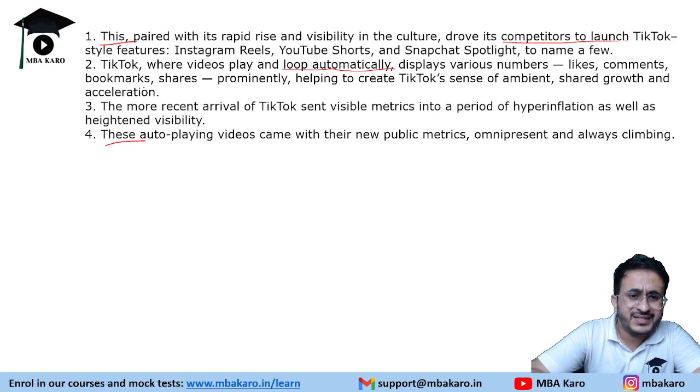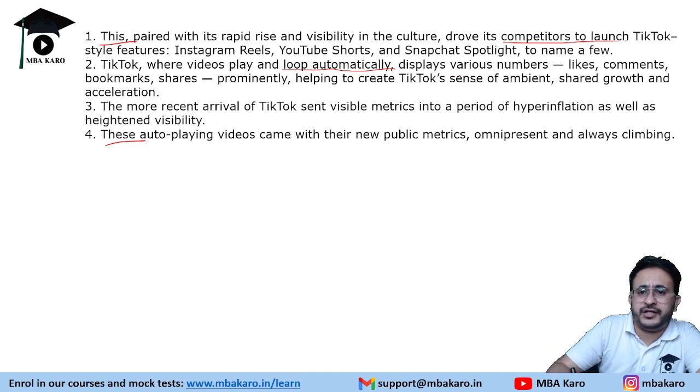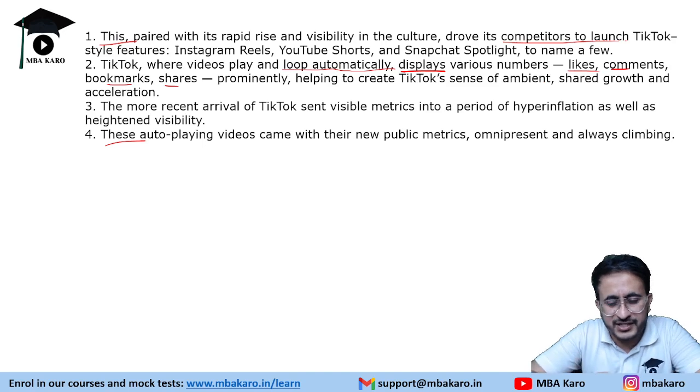Okay, it says TikTok, where videos play and loop automatically, displays various numbers, likes, comments, bookmarks, shares prominently, helping to create TikTok's sense of ambient, shared growth, and acceleration. So it talks about that TikTok displays some numbers like likes, comments, bookmarks, shares, etc. And that has led to shared growth and acceleration. So that has led to the acceleration of TikTok videos, right?